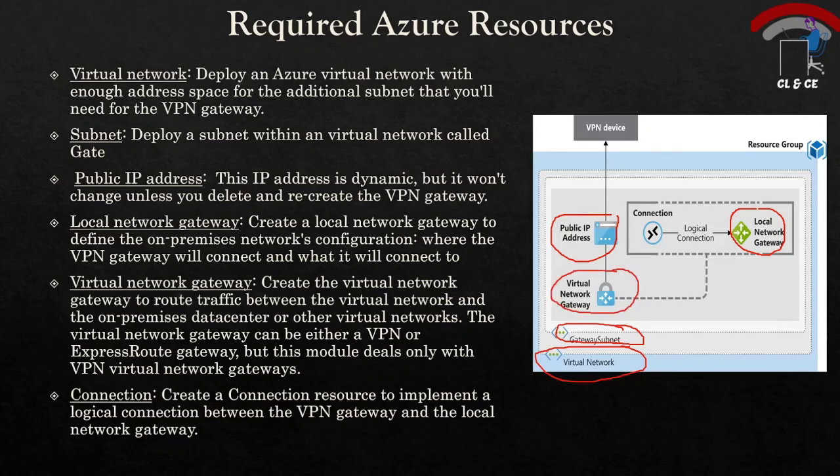And we have to create a connection resource as well, which will help us implement the logical connection between the VPN gateway and the local network gateway.